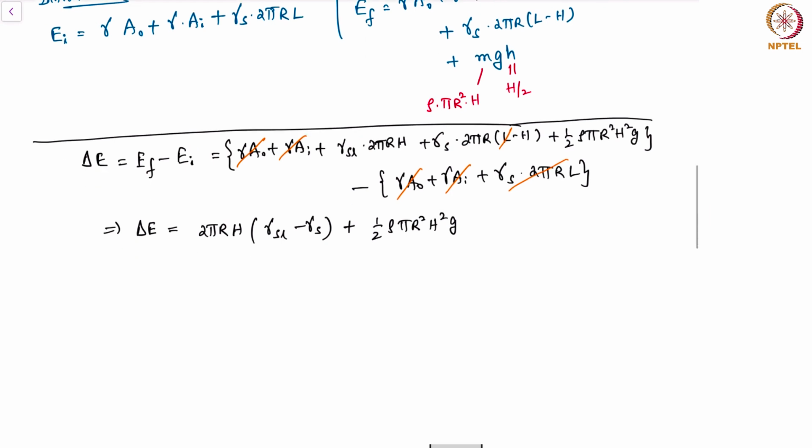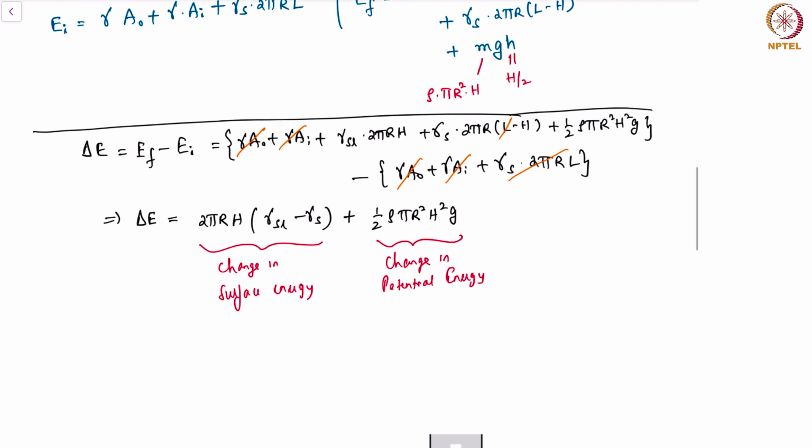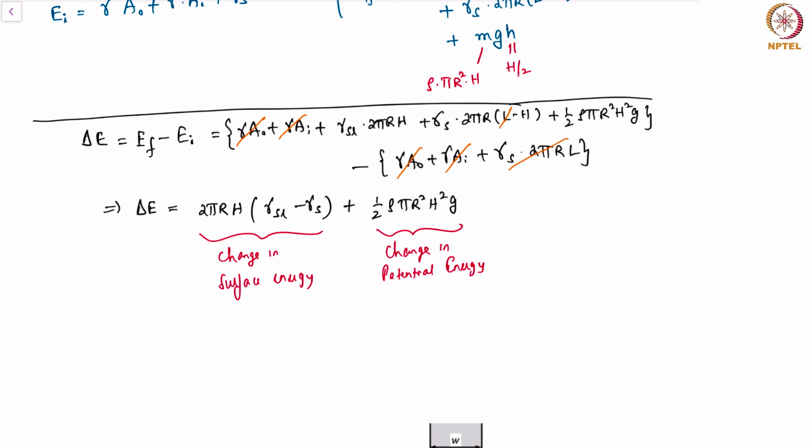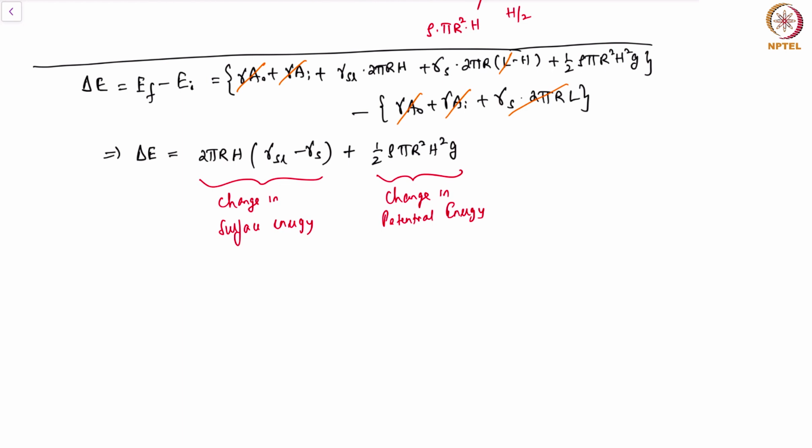Now I can take a look at this relationship here. This term involves the change in surface energy, and this quantity is the change in gravitational potential energy. Also notice that if you look at this relationship, the first term goes like h, and the second term goes like h square.